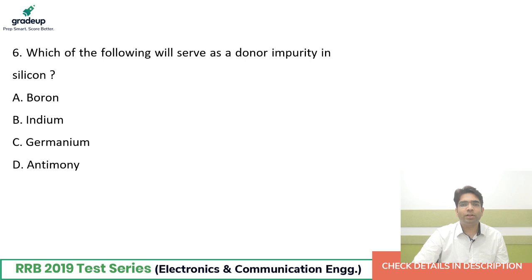Which of the following will serve as a donor impurity in silicon? Tell me. Indium, antimony. Correct option. Antimony is the correct option. Boron, indium, these are P type. Germanium is intrinsic. Phosphorus, antimony, these are N type, donor type impurities.